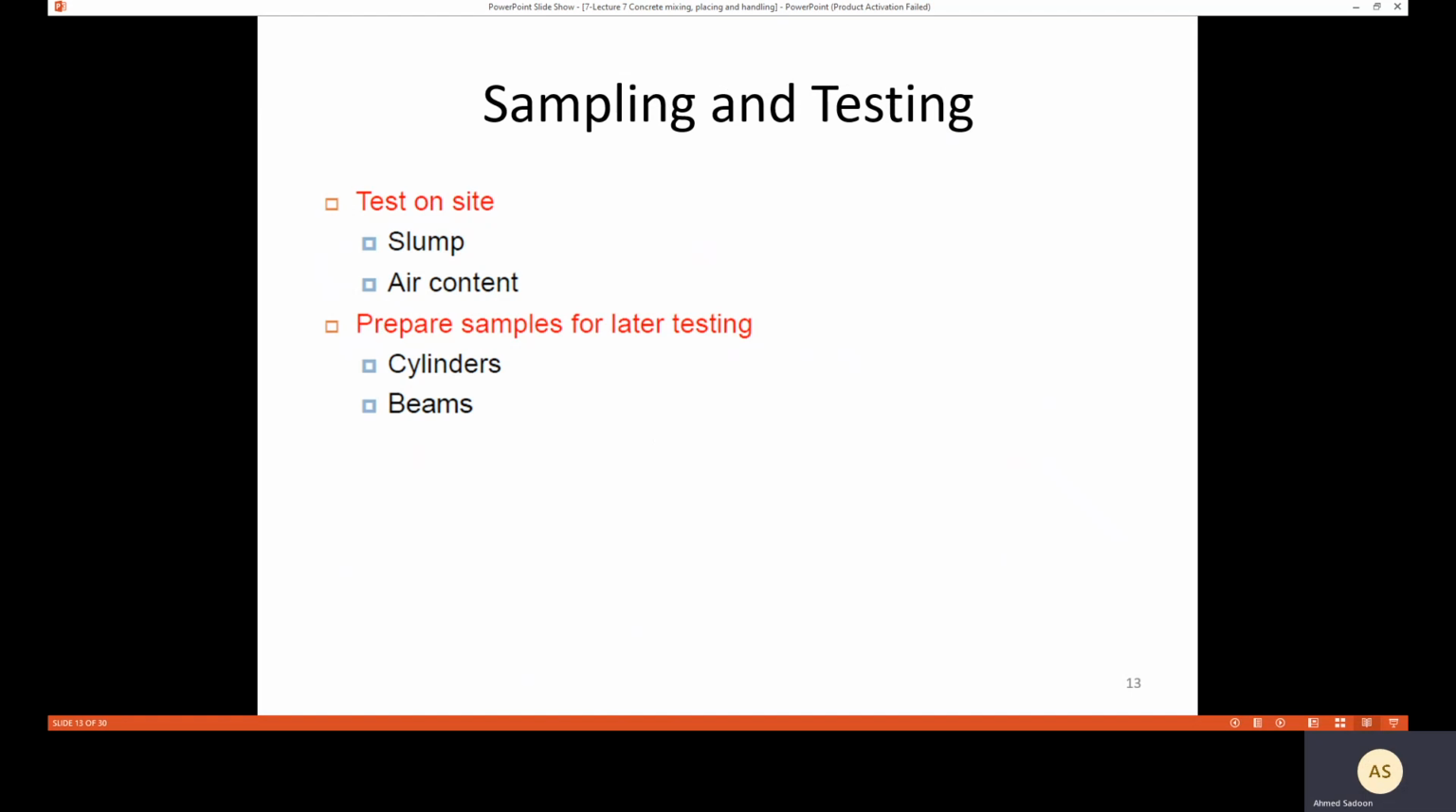Then we need to take sampling and testing. We are going to have tests on the site, and also we are going to prepare samples for later testing. On the site, we need to measure the slump and also the air content. We are also going to take samples to test: cylinders and beams. The cylinders are to measure the compressive strength, and the beams to measure the flexural strength.